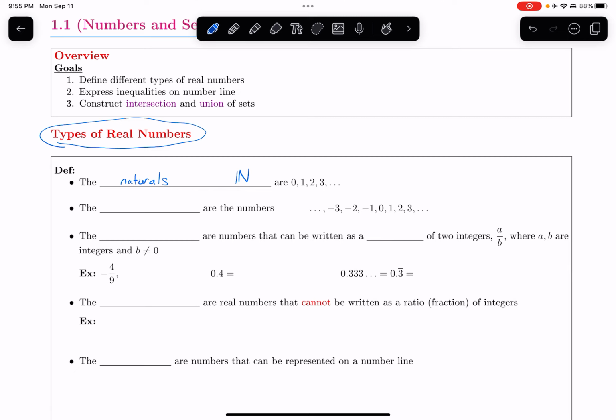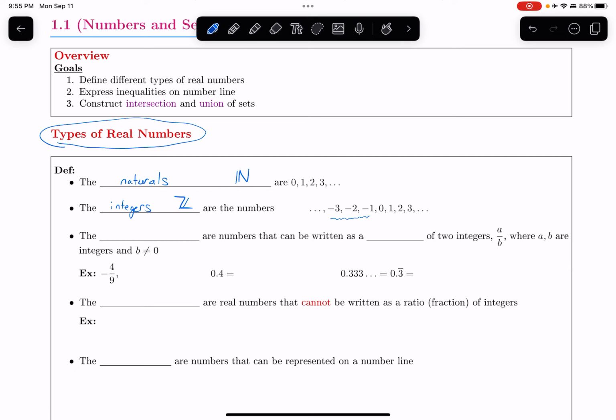So if we include the negative versions of those, like -1, -2, -3, and so on, we call those the integers. So those are the integers now. And the symbol for integers is a capital Z, a capital Z with an extra line along this diagonal one.